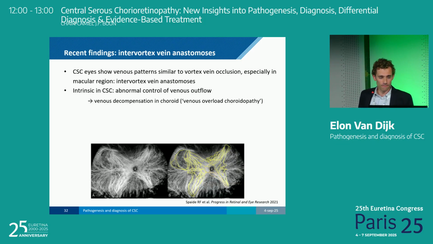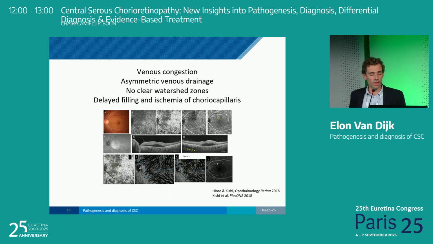Then there were several recent findings, mainly based on ICGA, in which they found abnormal venous patterns, so abnormal linkage to several quadrants that could lead to abnormal venous outflow in your CSC patient. The term venous overload choroidopathy was coined by Professor Spaide. You then see venous congestion, abnormal venous drainage. You don't see any clear watershed zones between the several regions in the eye. And there's also delayed filling and ischemia of the choriocapillaris.